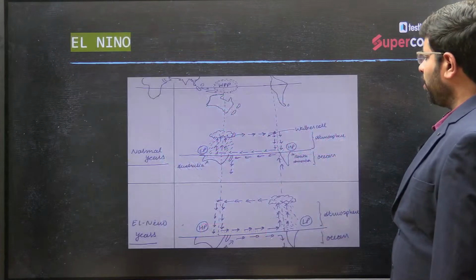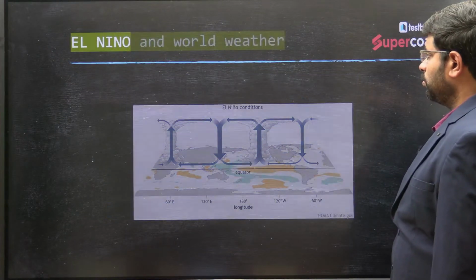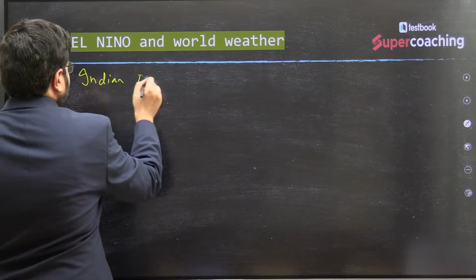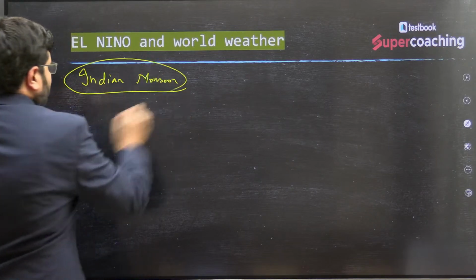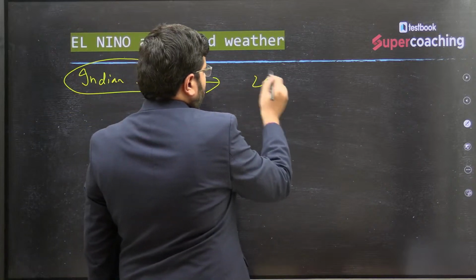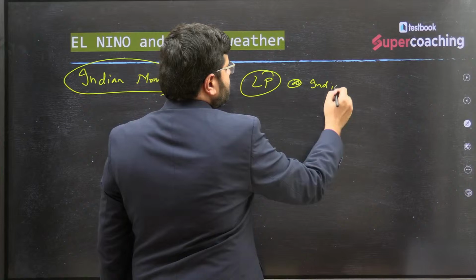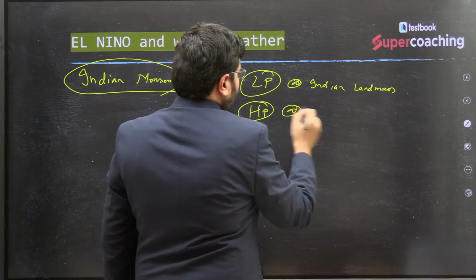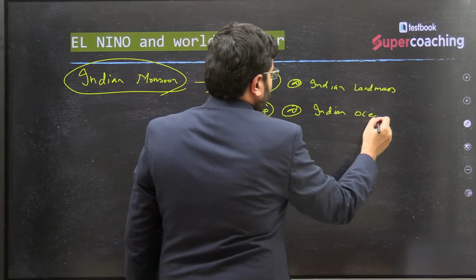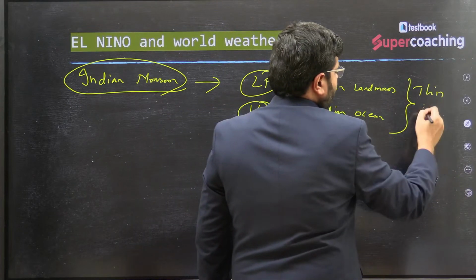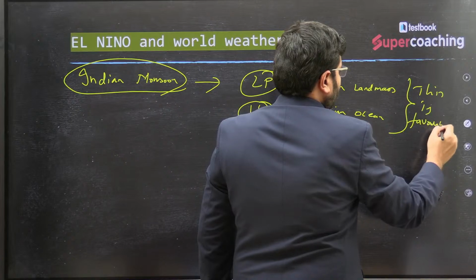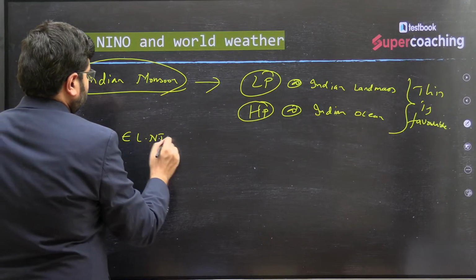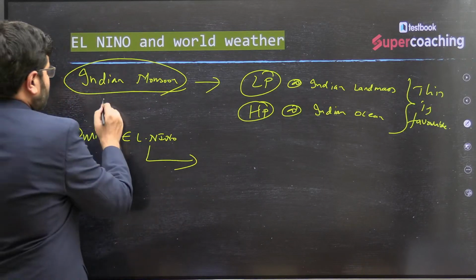Then one important thing, for the Indian monsoon, the favorable conditions are always low pressure at the Indian landmass, high pressure at the Indian Ocean. This is favorable, right? During El Nino, what will happen? This is normally.